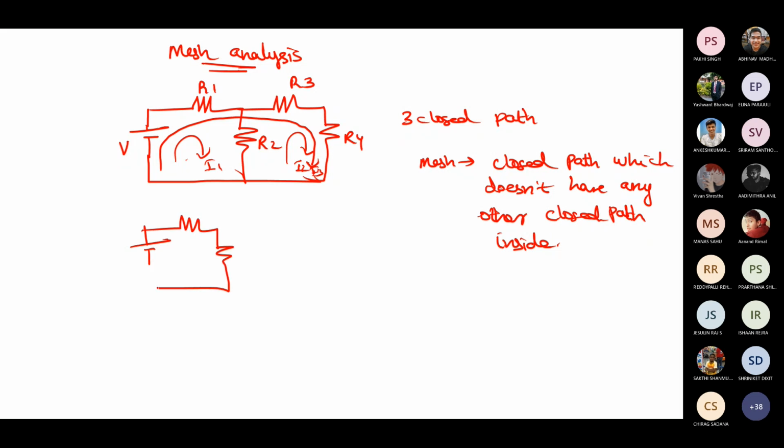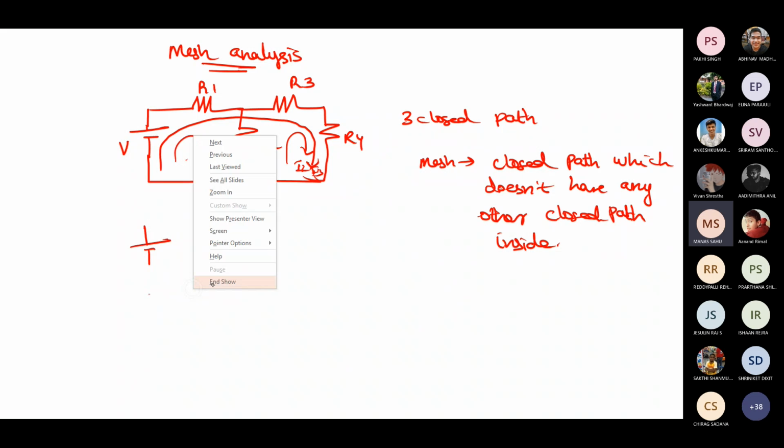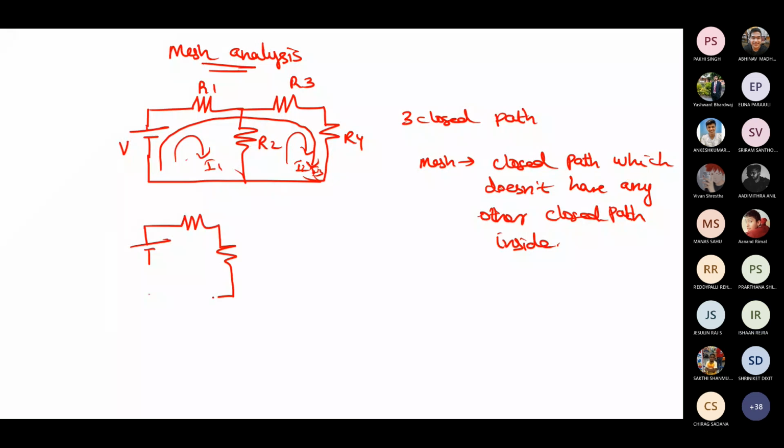Okay, let us take, I'll draw one more circuit here. Oh, sorry. What's the time now, students? 2:42. 2:42, okay. Then I'll just chop it into three minutes.